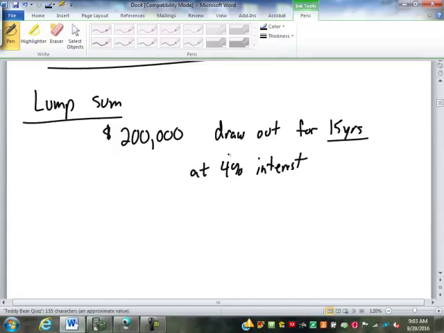Now, why is it such a low rate when I was doing like 9 and 12% when you're paying in? Well, when you're paying in, you can be a little more aggressive and go for more aggressive funds. When you're drawing out, you really don't want the stock market to crash on you and lose a third of your money or half your money or whatever. So you generally go into a little bit more conservative things, a little safer investments. So you're going to get a lower interest rate when you're drawing out.